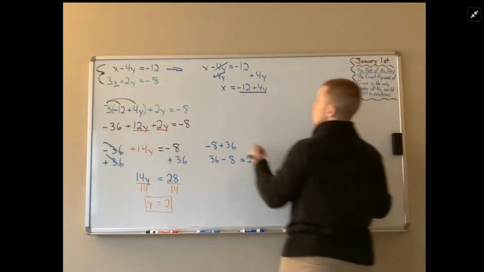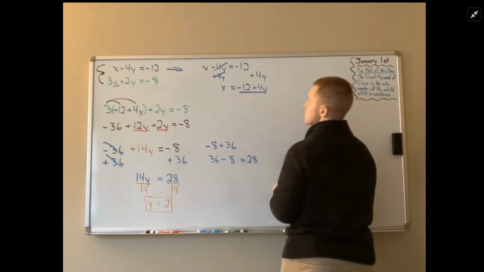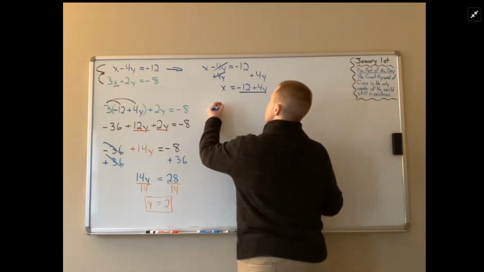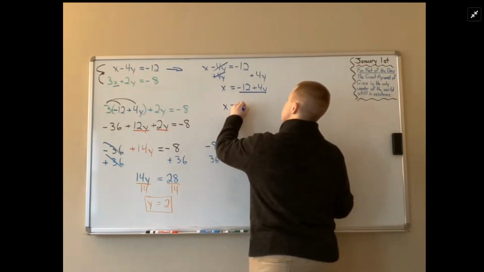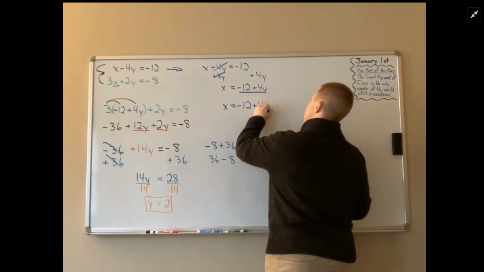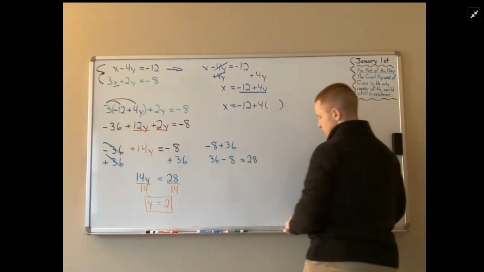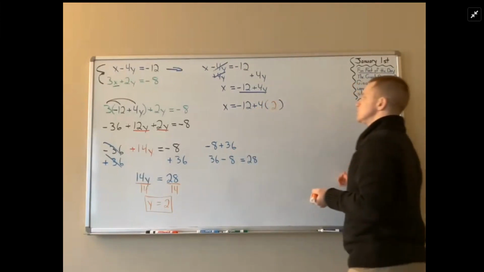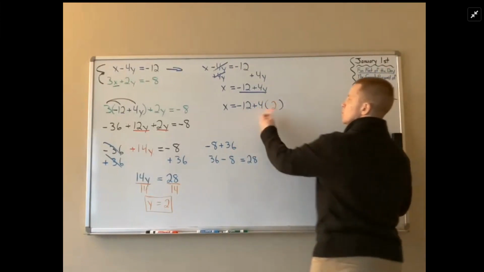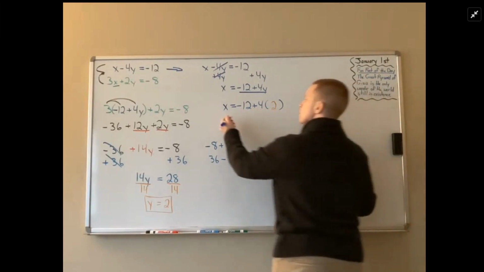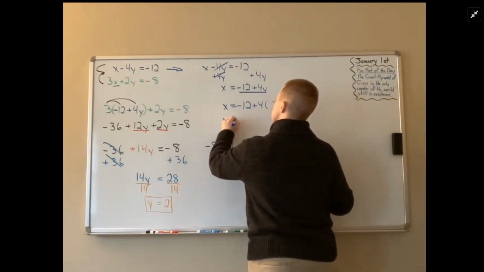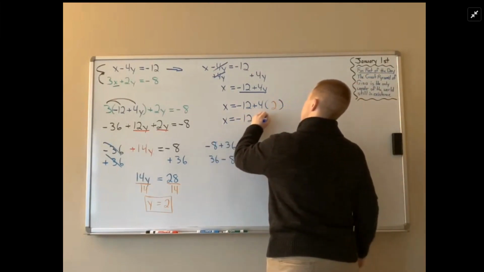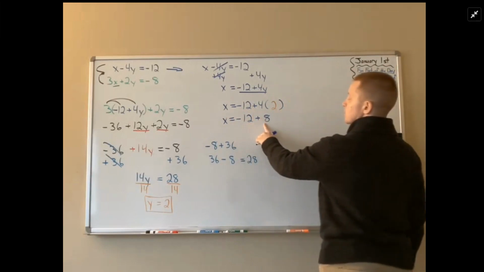Okay. So we have, let's do this. x equals negative 12 plus 4, and then parentheses again, and then what goes in that parentheses is what y equals. So y equals 2. Plug that in. All right. So we just need to simplify here. So then x equals negative 12 plus 8.